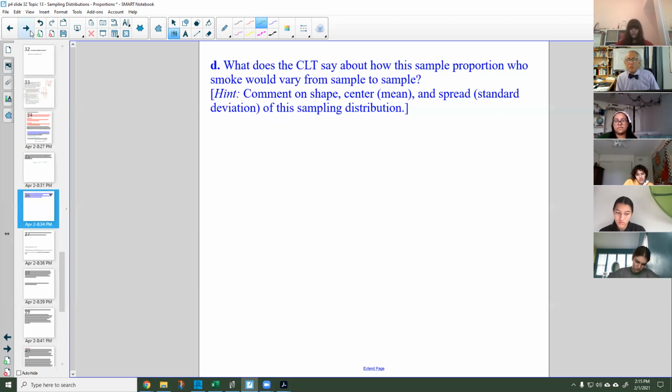So what does the central limit theorem say about if I took 100 people out and I got their proportion, and I took another 100 people out and I got their proportion, and another 100 people, and I did this over and over and over again, what's the distribution of all those proportions going to look like? Crystal, can you help me?